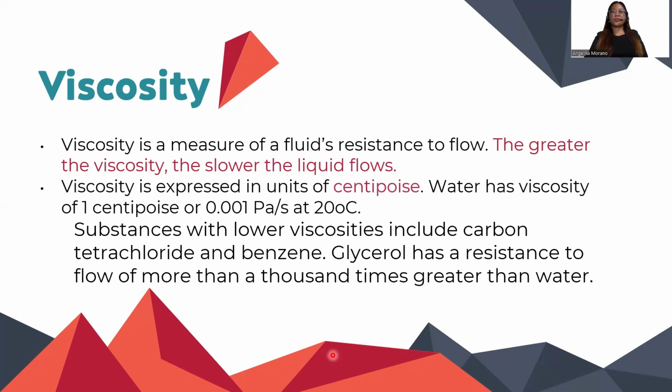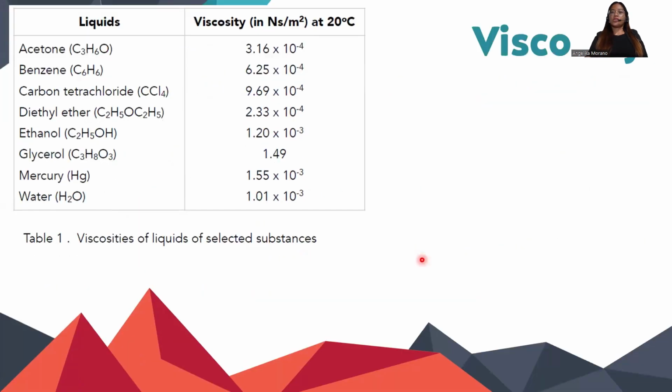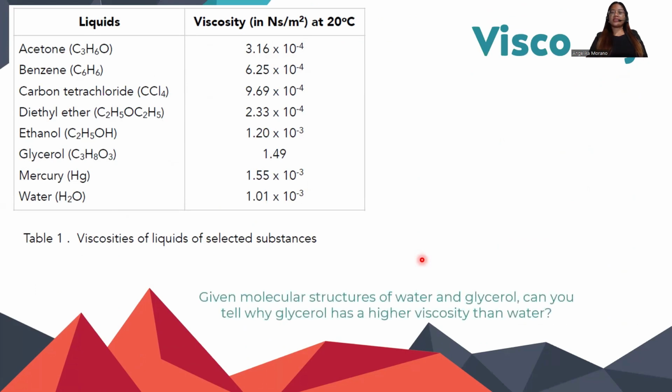So viscosity is expressed in units of centipoise. So water has a viscosity of 1 centipoise or 0.001 Pascal per second at 20 degrees Celsius. So substances with lower viscosities include carbon tetrachloride and benzene. So these are examples of viscosities of liquids of the selected substances.